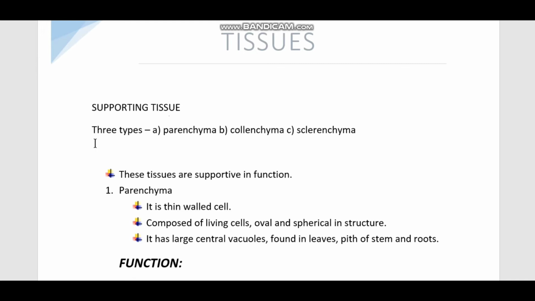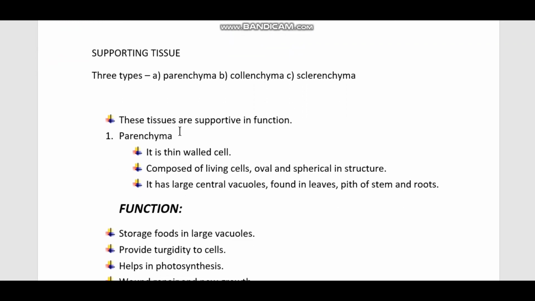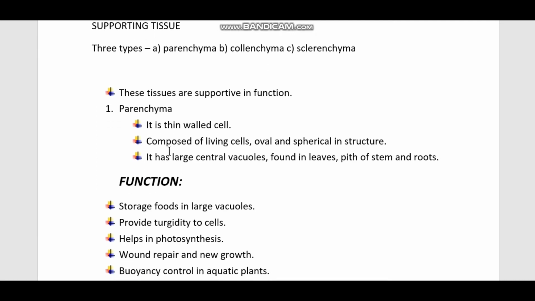Supporting tissue. In supporting tissue, there are three types: parenchyma, collenchyma, and sclerenchyma. These tissues are supportive in function. Parenchyma tissue is thin-walled. The walls of the cell are thin. It is composed of living cells.